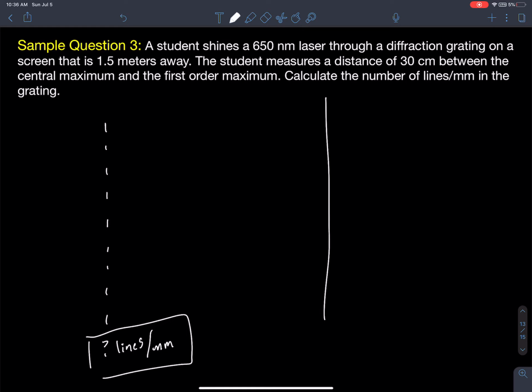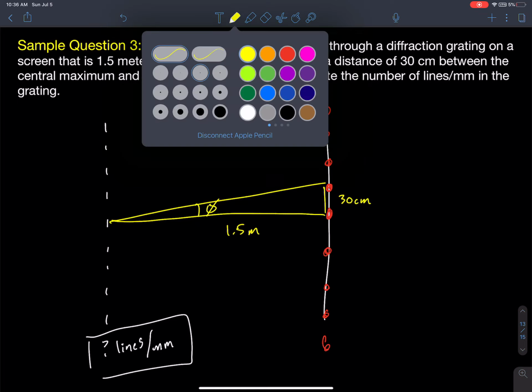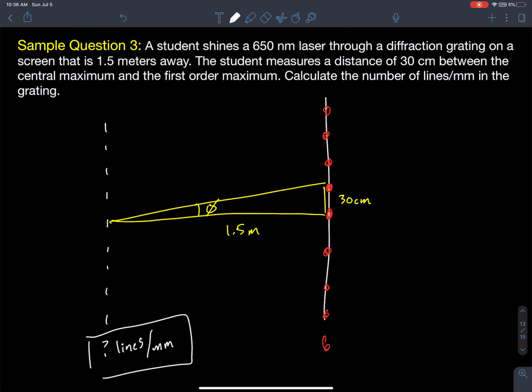And we have a screen, again, with our pattern that forms on the screen, evenly spaced, and the student goes off and measures that angle. So this is 30 centimeters, and this is 1.5 meters away. In order to calculate the spacing, we've got to use that formula again: d sine theta is equal to n lambda. In this case, we're going to solve for d, so d is equal to n lambda over sine theta. And I need to figure out what that angle is in order to solve everything.